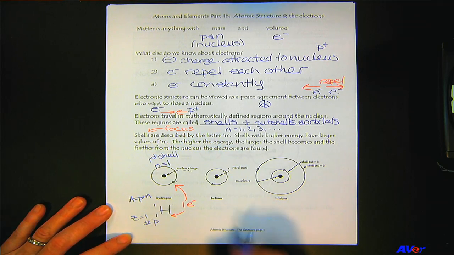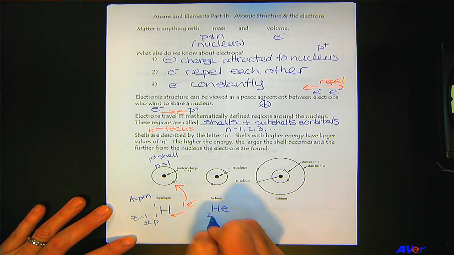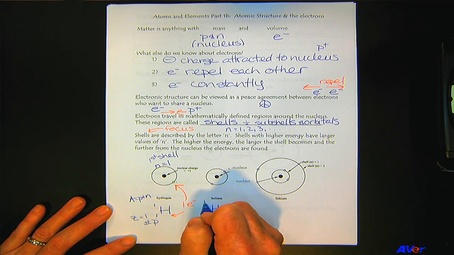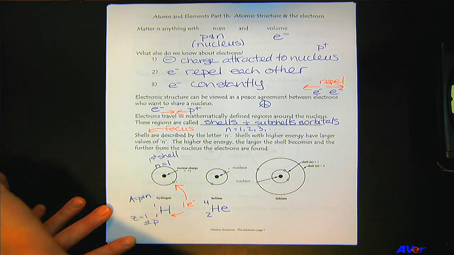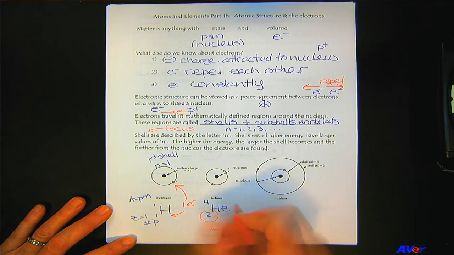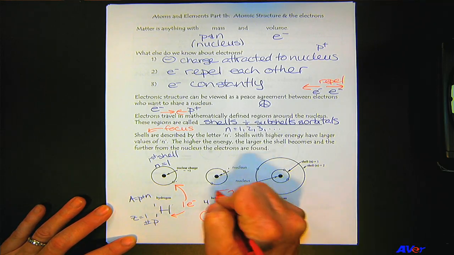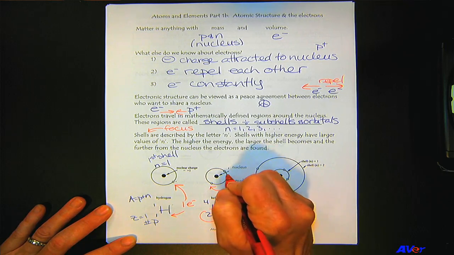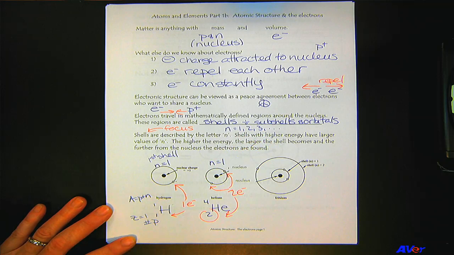Okay, and then as we go on to helium, it's a slightly larger atom. It has 2 protons, and it has a much larger mass number. So now we see once again, if there's 2 protons, we're going to have 2 electrons, and those are symbolized here. Once again, they're still occupying the first shell.